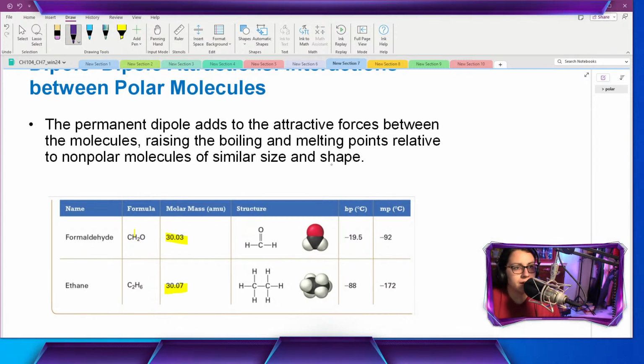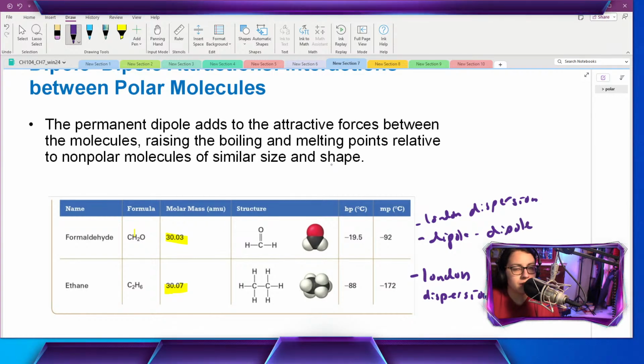And if we look at ethane, right, ethane only has our London dispersion van der Waals forces. So pretty weak, while our formaldehyde still has the London dispersion, but also has, right, our dipole-dipole. And so just because of those dipole-dipole interactions, it makes a huge difference in the boiling point. So it's pretty fascinating to me.